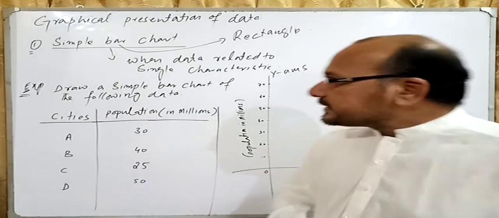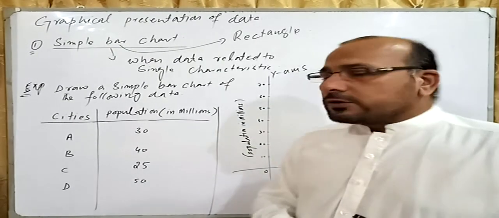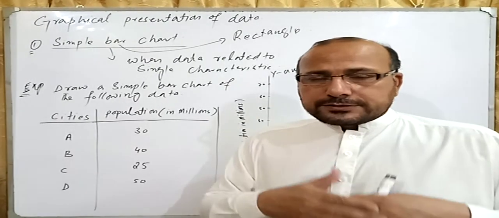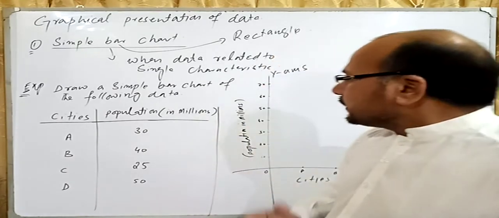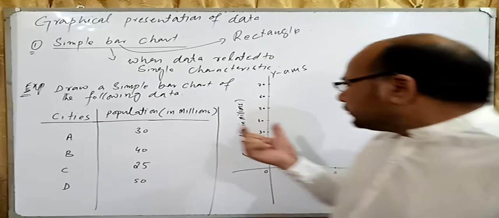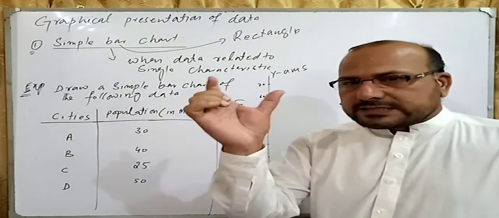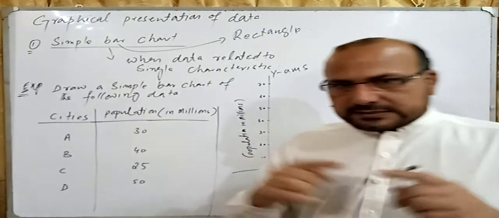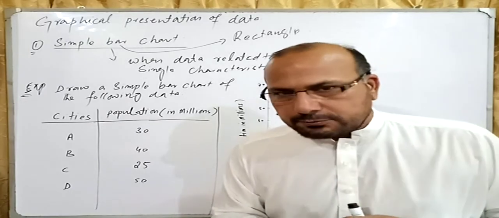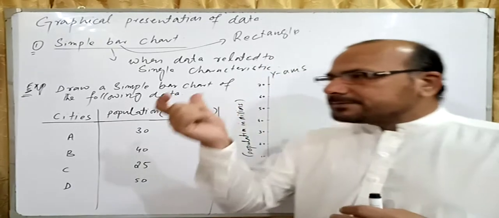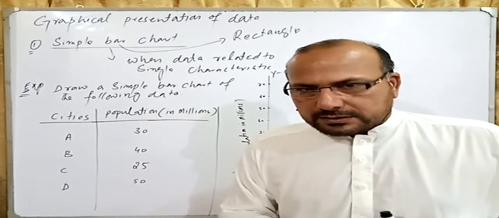The second point: when you are going to draw the bars, when you are going to draw the rectangles, you need to maintain the width of the rectangle. The width of the rectangle should be equal. This is the second point. And the gaps amongst the rectangles should be equal.